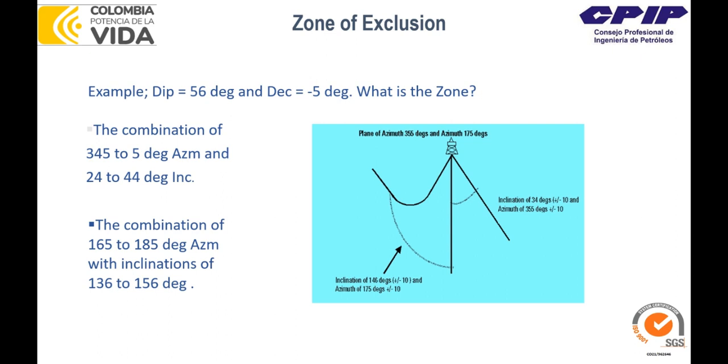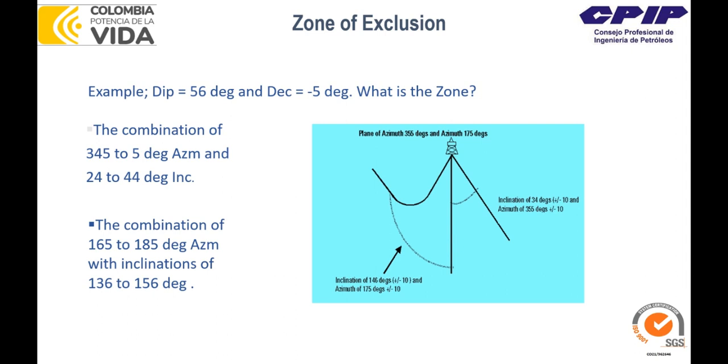However, it is the combination of inclination and azimuth that must be considered, and because of that, 345 to 5 degrees azimuth and 24 to 44 inclination is, let's say, bad for the drilling. Okay, so that's going to be the zone of exclusion.